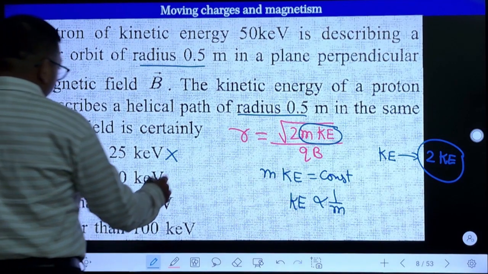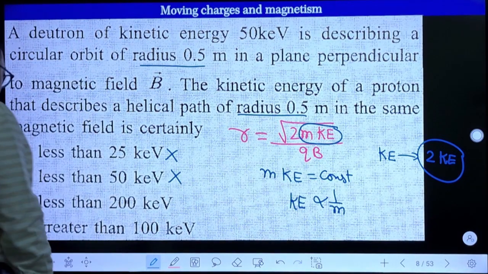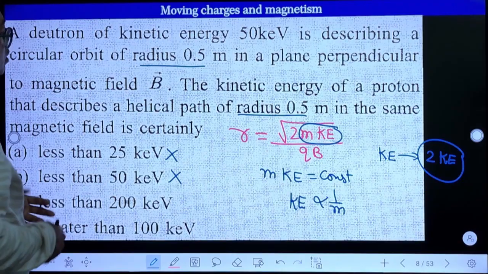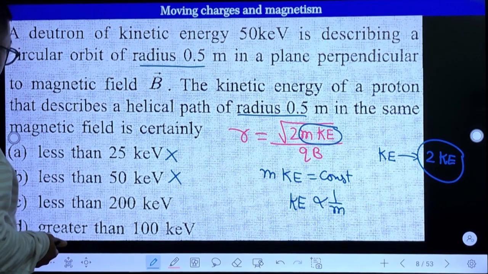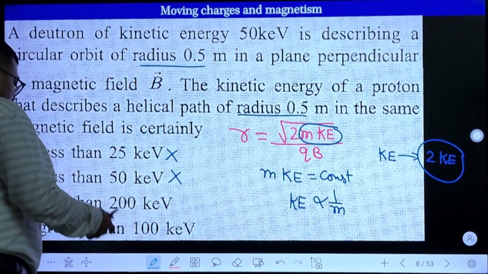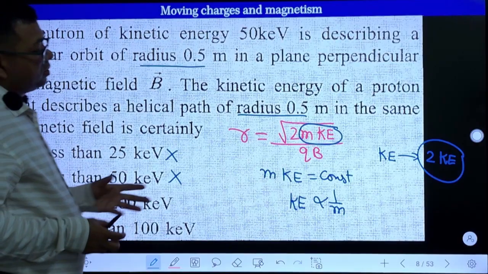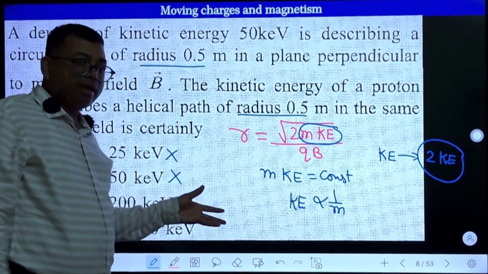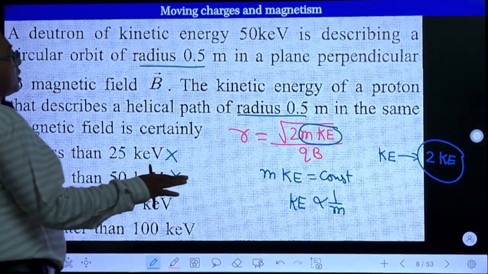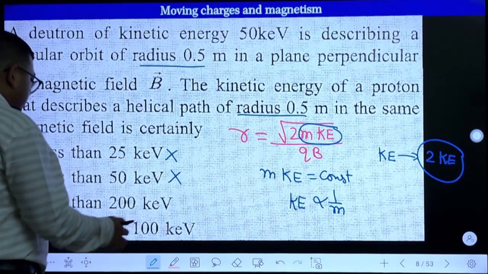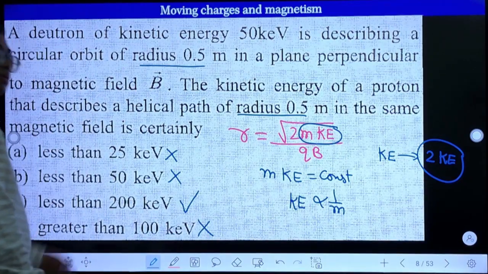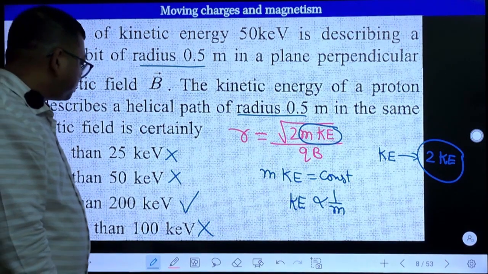Less than 50? No. Less than 200? Greater than 200? Greater than 200 it is not going to be. Less than 200, it is becoming nearly 100, right? 100. I am assuming the mass relationship is like this. Okay, so we can go with this. So definitely 100 it is going to happen. 100 means which is less than 200, you can go with this option. More than 100 you can cancel out, right?